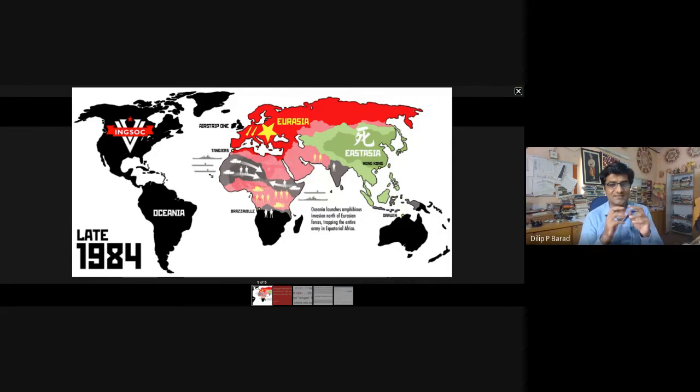London is referred to as the center of Oceania, and the party that is ruling is INGSOC. You see INGSOC with a double V mark. That is the party that is ruling. So that is the map, and we are located in Oceania. This is that future world about which the writer George Orwell is talking here. Okay. The setting of the novel is that it begins on the 4th of April 1984. It begins, and a few months of that are given there.